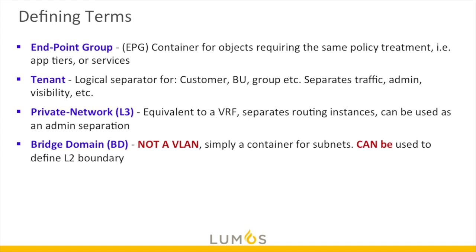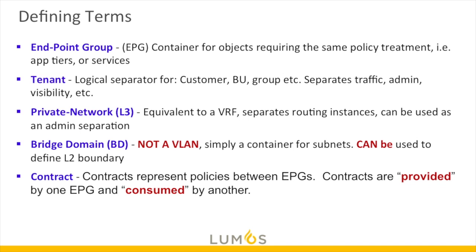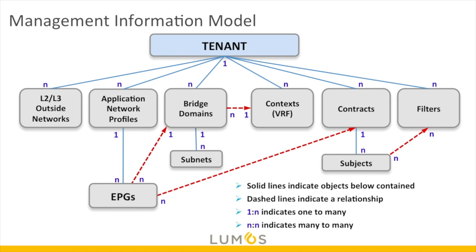Bridge domain. A bridge domain is not a VLAN. This is one of the common misconceptions of ACI. A bridge domain is not a VLAN. It's simply a container for one or more subnets. We can use it to define a layer 2 boundary, but typically it's a collection of layer 2 boundaries, which we call endpoint groups. Contracts represent policies between endpoint groups. Contracts are provided by one EPG and consumed by another. We can see those relationships either on a CLI, an API, or a graphical interface.